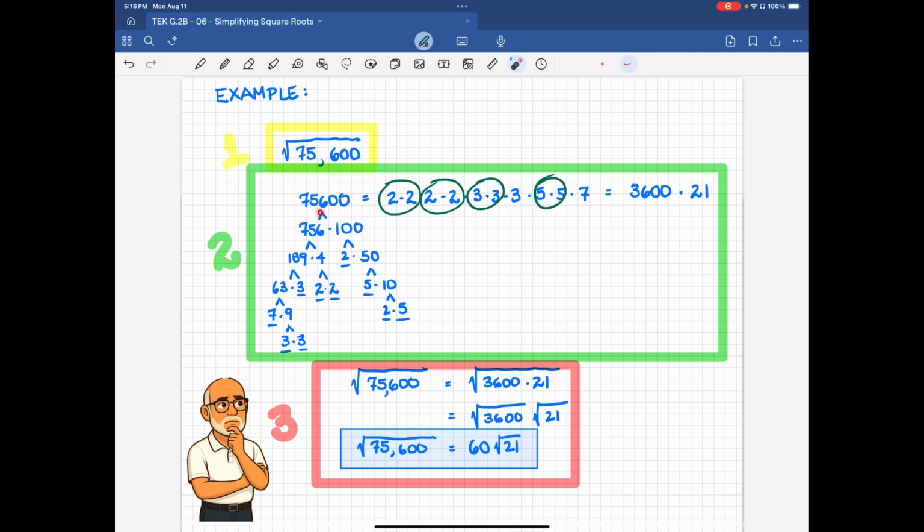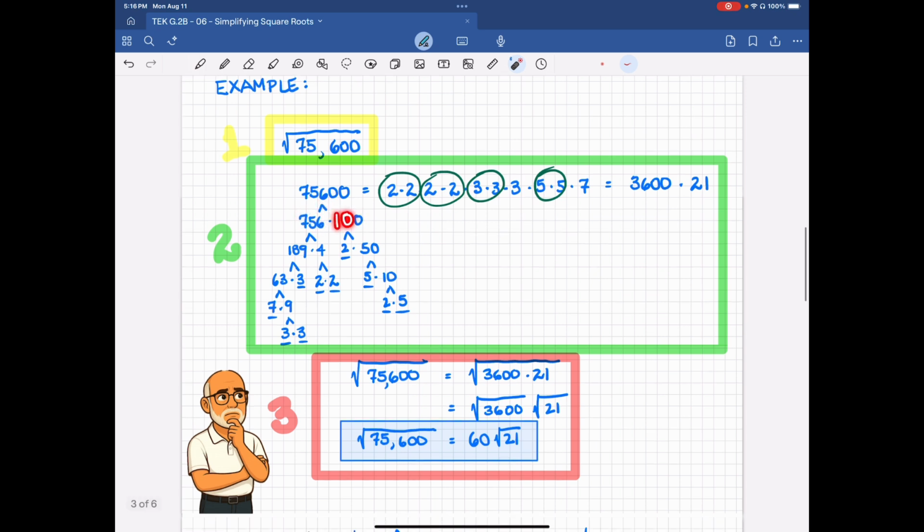I know that 75,600 is going to be equal to 756 times 100. I'm going to focus on that 100 and break it into 2 times 50. 2 is a prime number, I underline it, and then I'm going to focus on the 50. I know that 50 is 5 times 10, and 5 is a prime number. So I can break 10 down into 2 times 5, and I get 2 prime numbers. I cannot break 100 down to anything lower than 2 times 2 times 5 times 5.